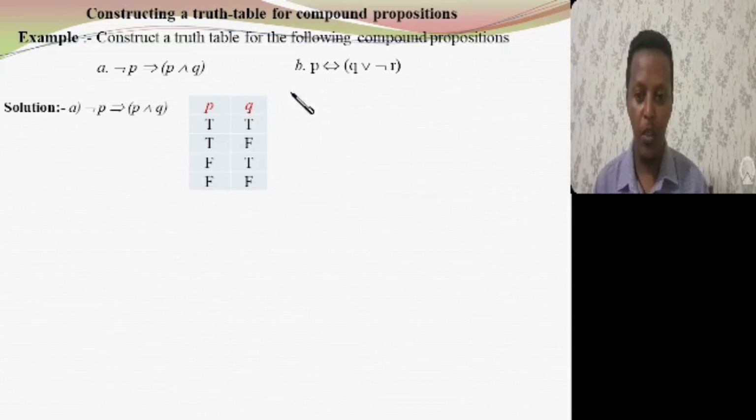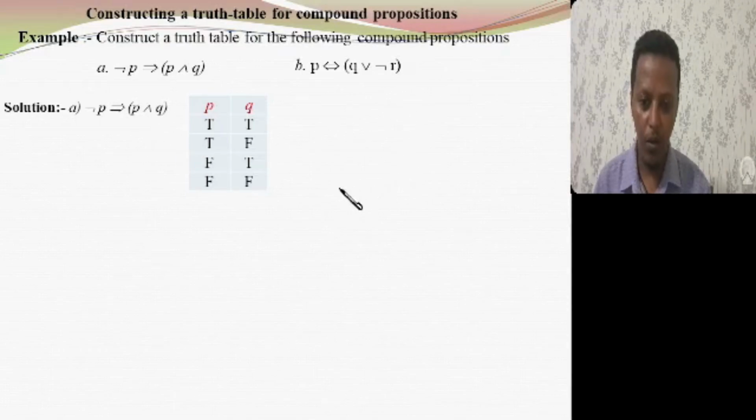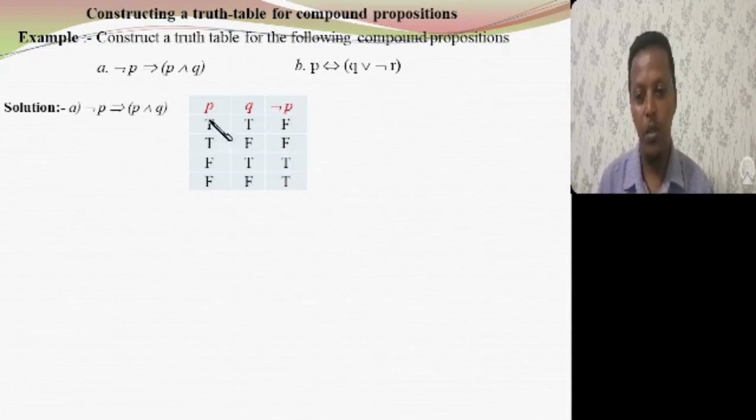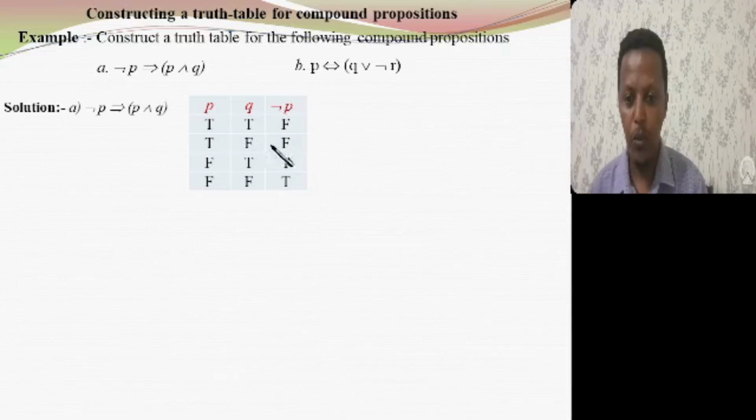That means for negation I will have 1 column for negation of P. For conjunction I will have 1 column, and for implication I will have 1 column. So let's start with negation P. Negation P means not P. If P is true, negation P is false. When P is false, the negation is true.